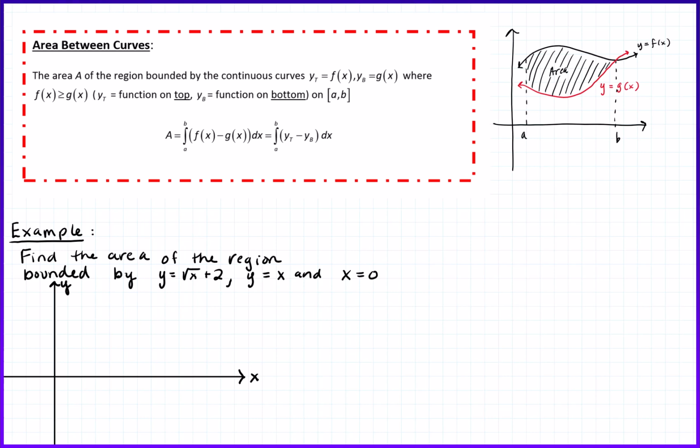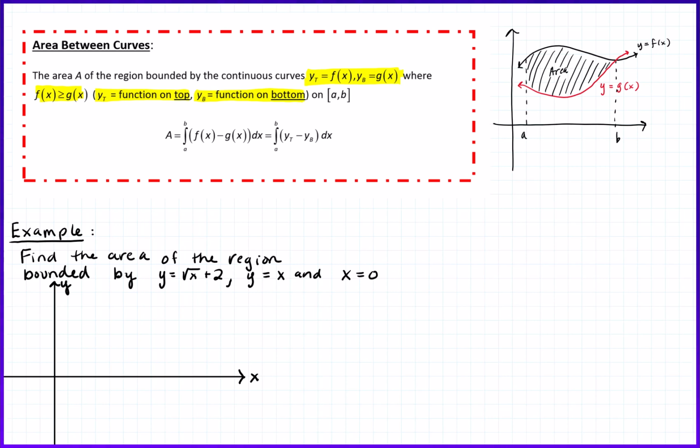Okay, so if we want the area bounded by two continuous curves, f of x and g of x, where f of x is greater than or equal to g of x, I want to talk about that subnotation I added in here. Notice here that I have y sub t and y sub b. I gave our functions a little bit of extra notation to denote which is the function on top. So since f of x is greater than or equal to g of x, y sub t denotes the function on top, and y sub b denotes the function on the bottom, or the smaller of the two functions.